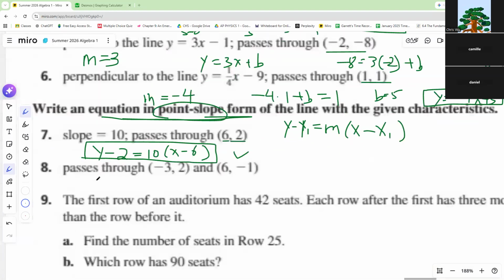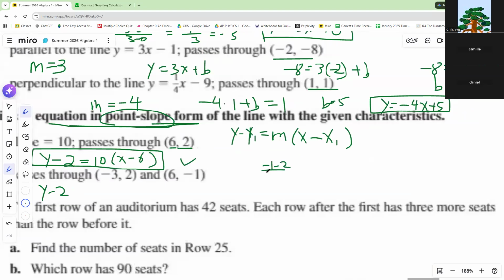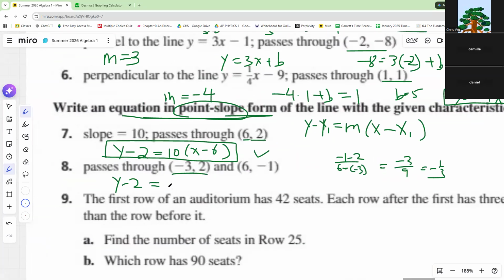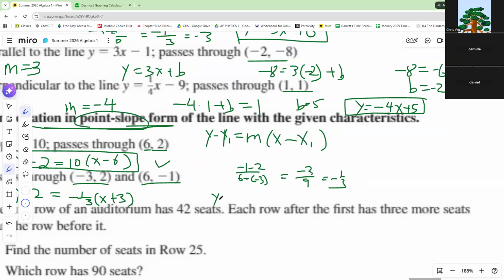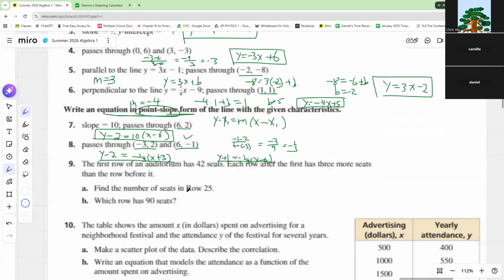Yep, good job. That is correct. So this one we can say y minus 2, because the slope, if we do that, will be -1 minus 2 over 6 minus -3. So the slope we get is -3 over 9, so -1/3. So we plug that in here. Using this point, we can say y minus 2 is equal to -1/3 times x plus 3, right? That works. Alternatively, you could also use this point. You can say y plus 1 is equal to -1/3 times x minus 6. Either way, both of these will work. Good.